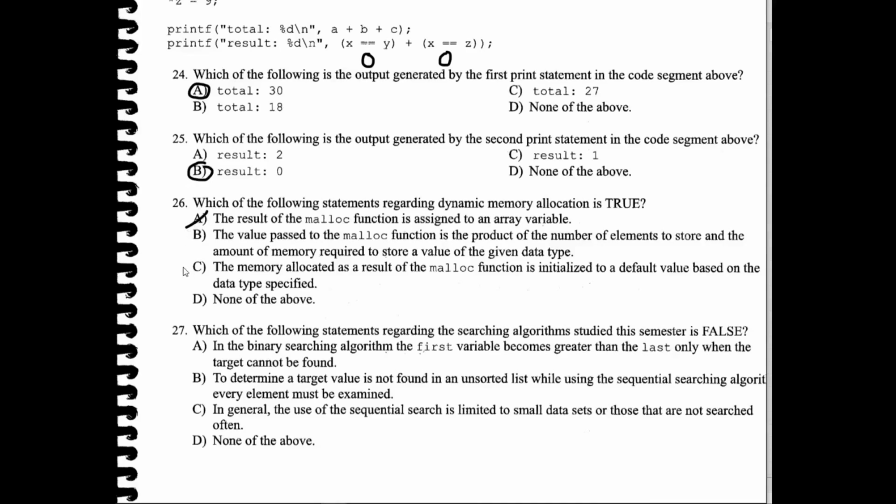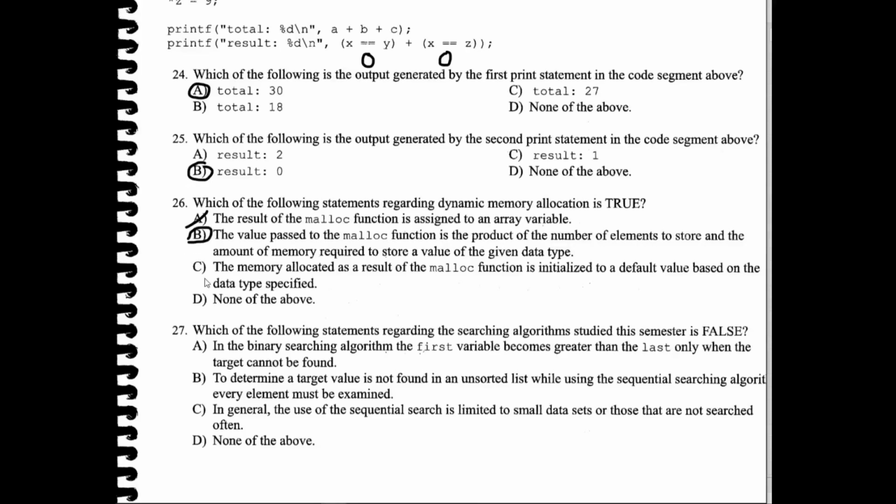B. The value passed to the malloc function is the product of the number of elements to store and the amount of memory required to store a value of the given data type. That is true. To find how much memory you need to store, you're going to have to multiply the number of elements and the amount of memory required.